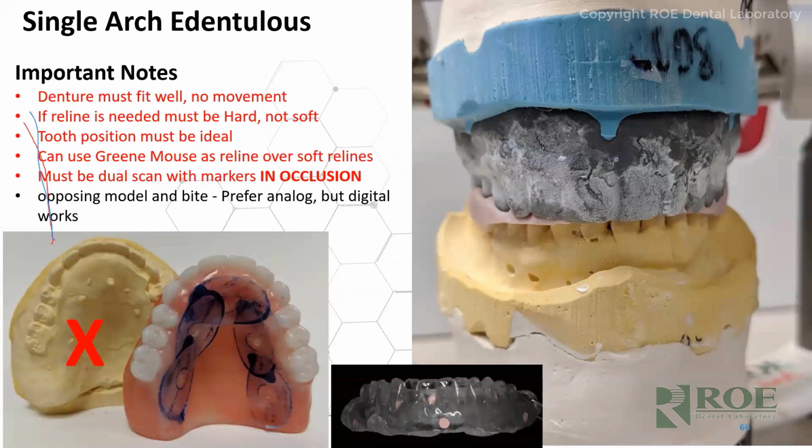Occlusion is important. The pin guide is going to fit the tissue, but it's also going to fit the opposing teeth. So we want occlusion to be good and fit to be good. And then always do a dual scan with the bite, with the patient biting closed in occlusion. We don't want anything separating the denture from the opposing teeth.